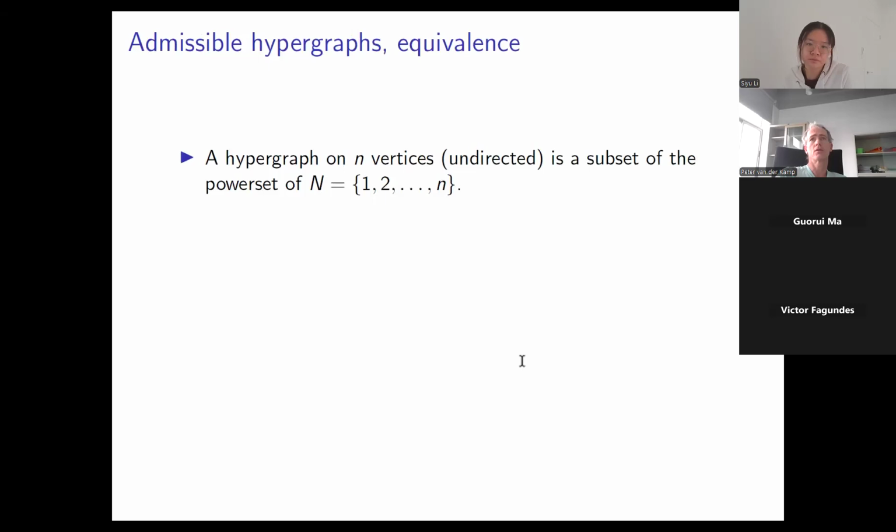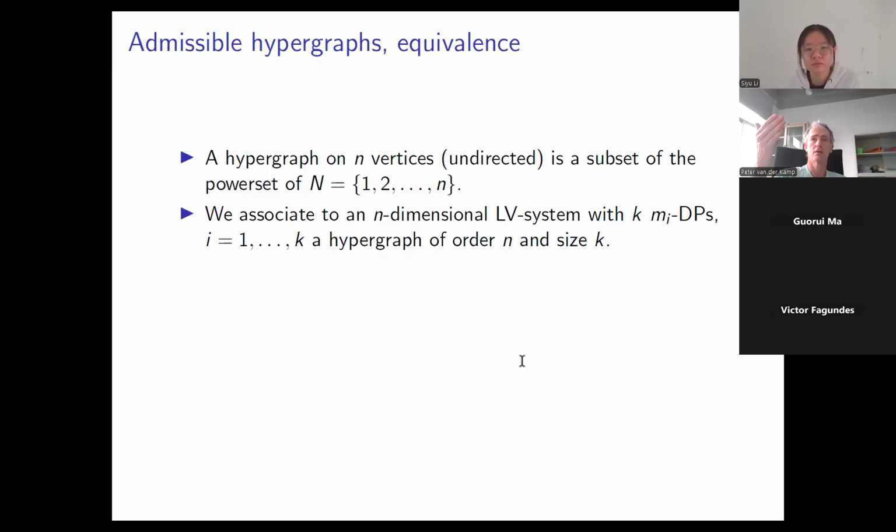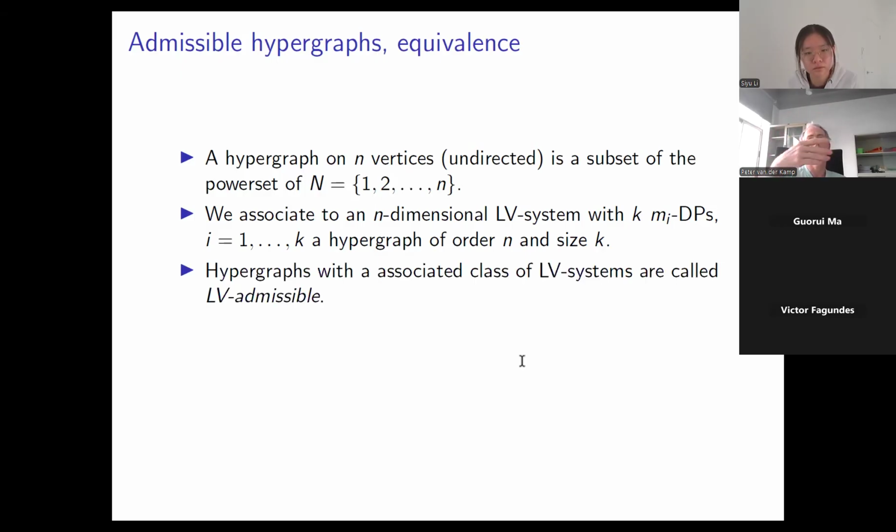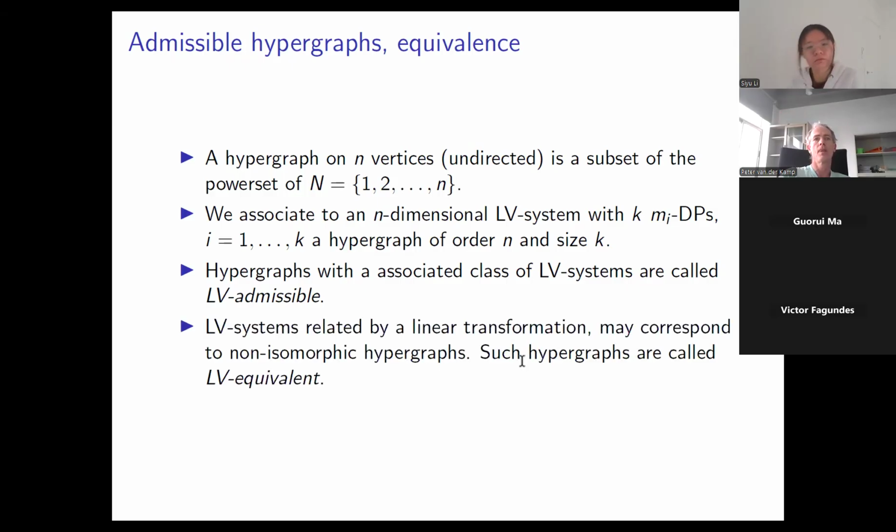And then you can ask, all right, well, now instead of edges, we have hyperedges, because we have more vertices connected by the edge than 2. And you can think of all possible hypergraphs, whether they connect to the DPs of an LV system. And we say that if a particular hypergraph is the realization of the DPs of an LV system, then we call it LV admissible.